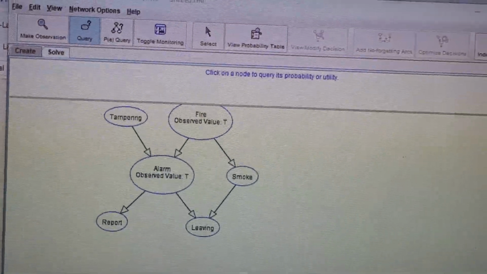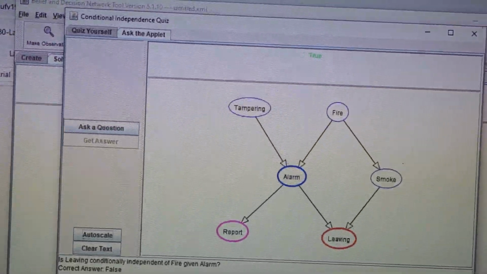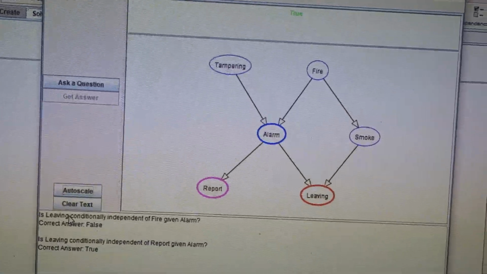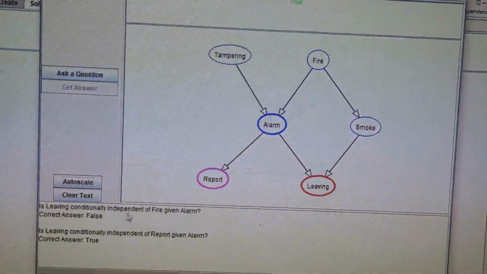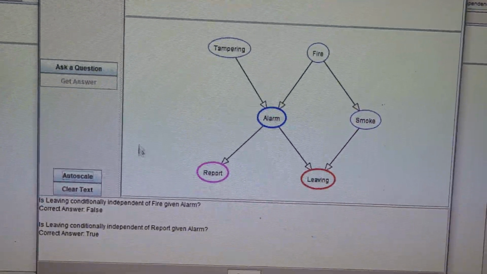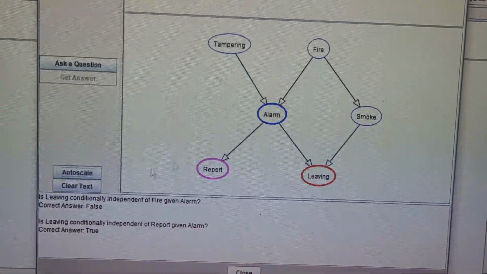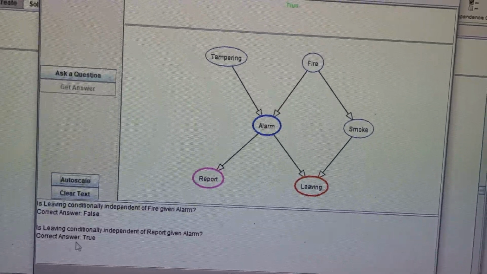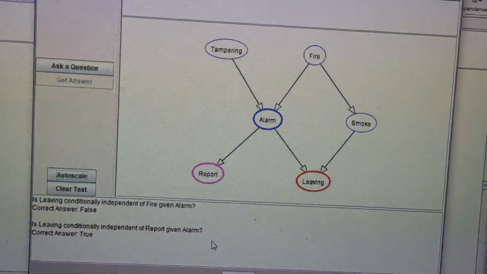But then if we just look at the independence quiz here, you can see: is leaving conditionally independent of fire given alarm? Correct answer is false. And is leaving conditionally independent of report given alarm? Correct answer is true.